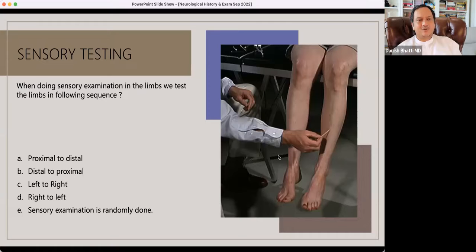The answer is distal to proximal, because 90% of the problems you're going to see in sensory issues will be a length-dependent neuropathy. And in a length-dependent neuropathy, the longest fibers are the ones that are damaged first. If they have a normal distal exam, they will have a normal proximal exam. And if you find a distal abnormality, then you slowly go back to see where that level is. And that is why it is called a glove stocking. Stocking is the feet or socks, and gloves will be the hand.